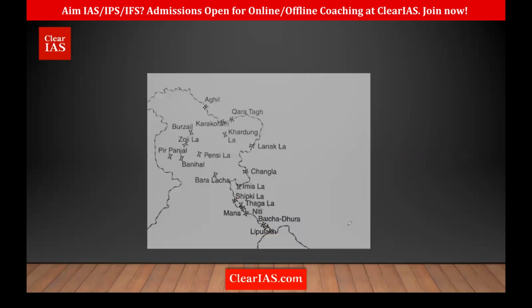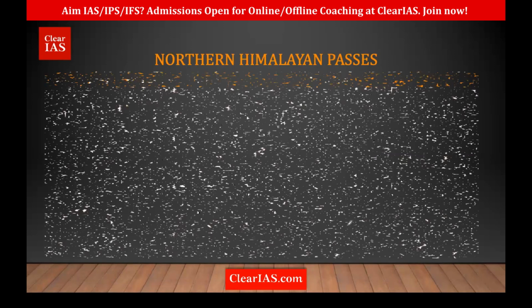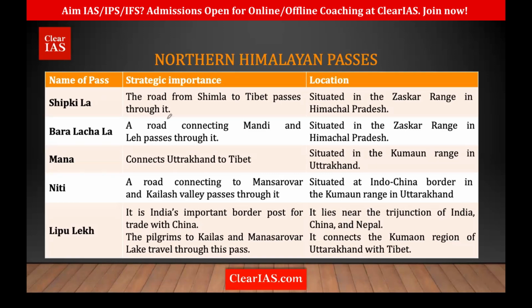Next we'll see the Shipkila Pass. It is a road that connects Shimla to Tibet. It is the Indo-China border, and it is in the Zaskar range of Himalayas, Himachal Pradesh. Next is the Baralachala. Baralachala is within India. So it connects Mandi and Leh. That means it is a connection from Himachal Pradesh to Ladakh region. And this is also in the Zaskar ranges in Himachal Pradesh region.